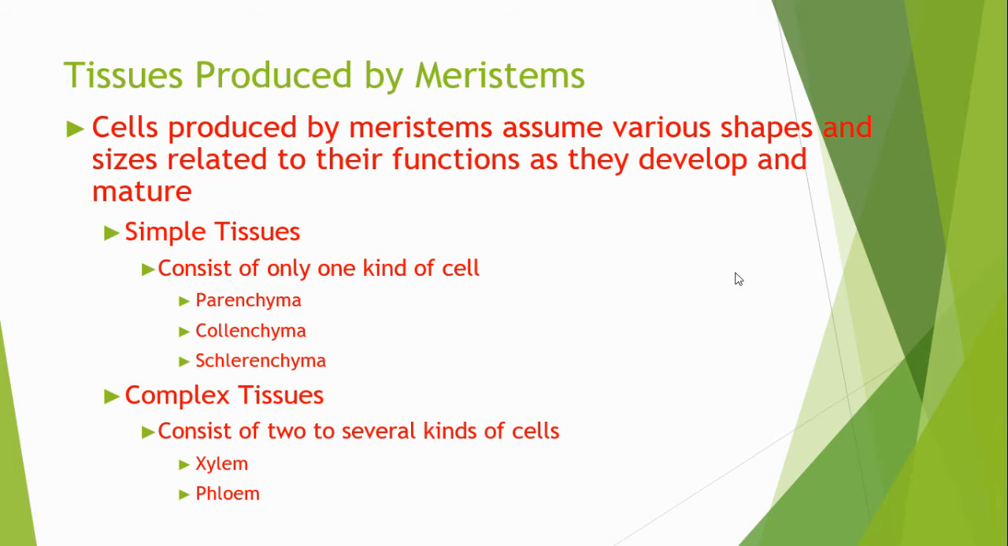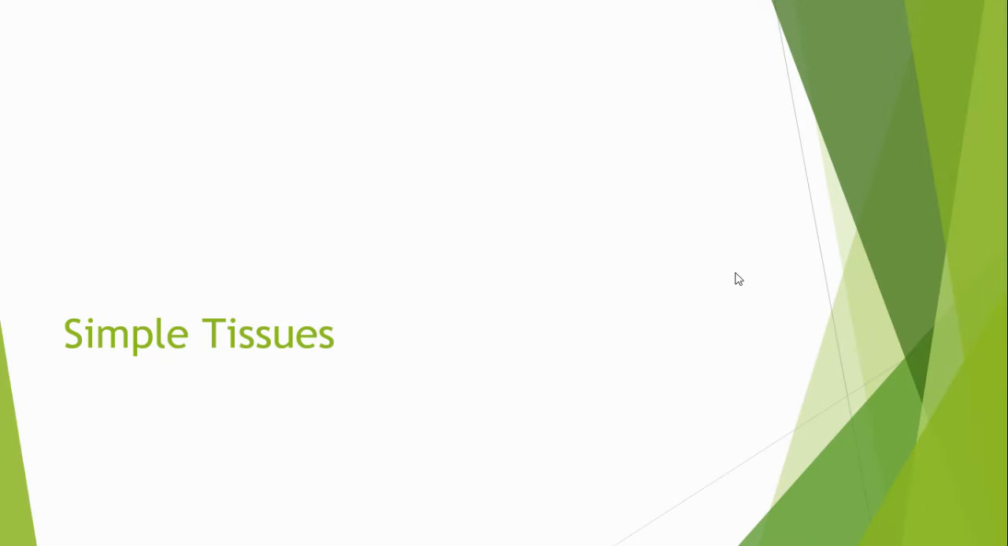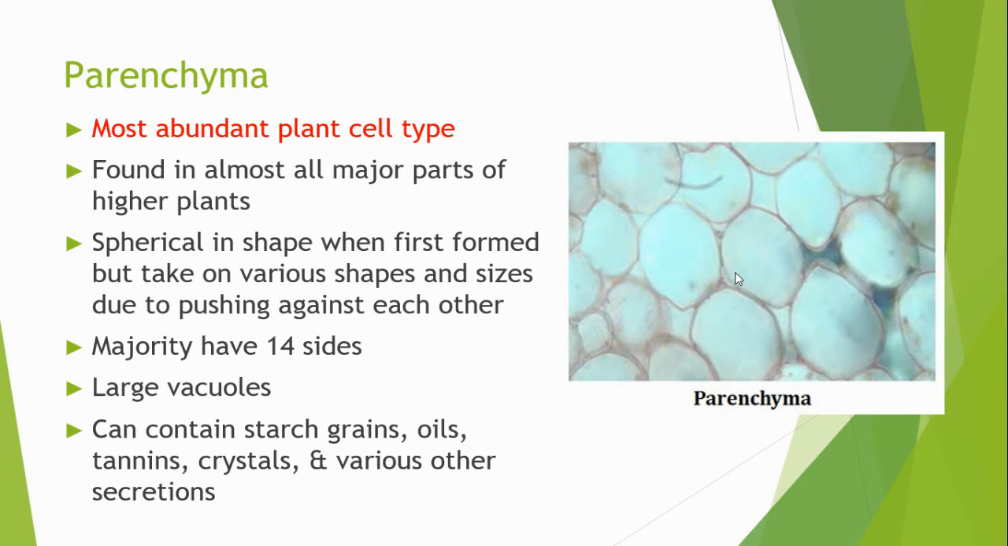Tissues produced by meristems. There are cells produced by meristems, and they assume various shapes and sizes related to their functions as they develop and mature. Simple tissues consist only of 1 kind of cell, which can be parenchyma, collenchyma, or sclerenchyma. Complex tissues consist of 2 to several kinds of cells, which are the xylem and the phloem. So let's start with the simple tissues first.